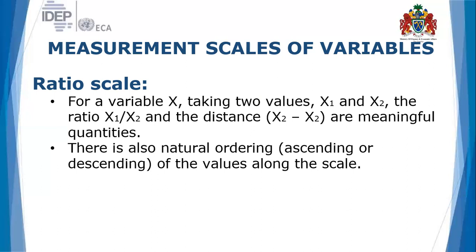Property number one is that the data can be presented in the form of a ratio. Two, that data can also help us determine the distance between the two data sets, and they make sense. But also, the same data sets will have natural ordering. We can arrange them in ascending or descending order along the scale. So these three properties are very key and unique to the ratio scale.